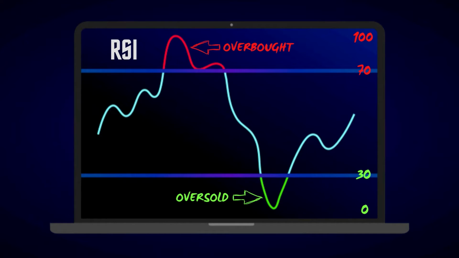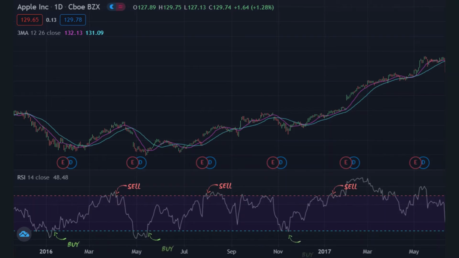Let's take a closer look at how traders may use the indicator to identify potential trading signals. When the RSI crosses below 30 into oversold territory and then crosses back above 30, a potential buy signal is produced. And similarly, when the RSI crosses above 70 into overbought territory and then crosses back below 70, a potential sell signal is produced.